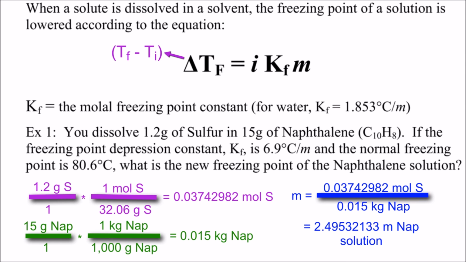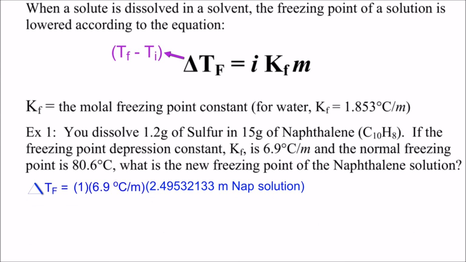Okay, so we know the molality, we know the Kf, and we know the Van't Hoff factor. We can now find the change in freezing point. Okay, so here we've plugged in our information. We've got molal on top and molal on bottom, so those cancel, and we're going to have degrees as the unit for the change in temperature, so that makes sense. Let's go ahead and do the math and see what we get. Okay, so we get a temperature change of around 17 degrees.